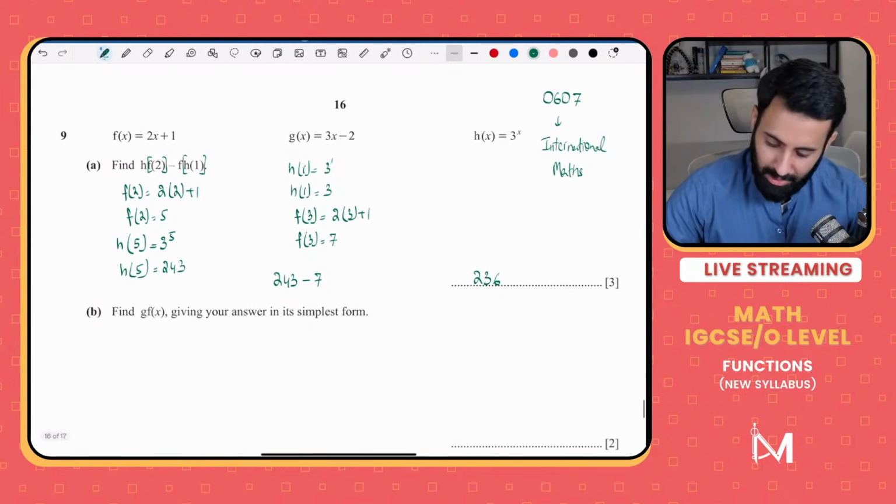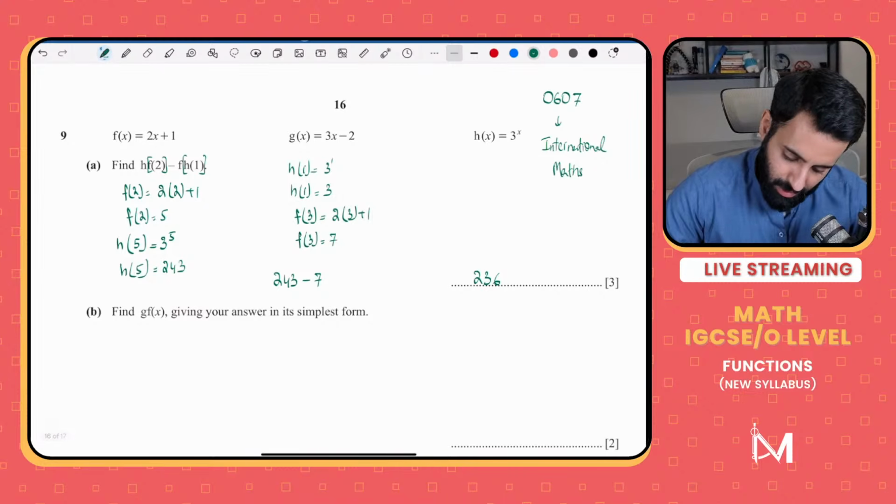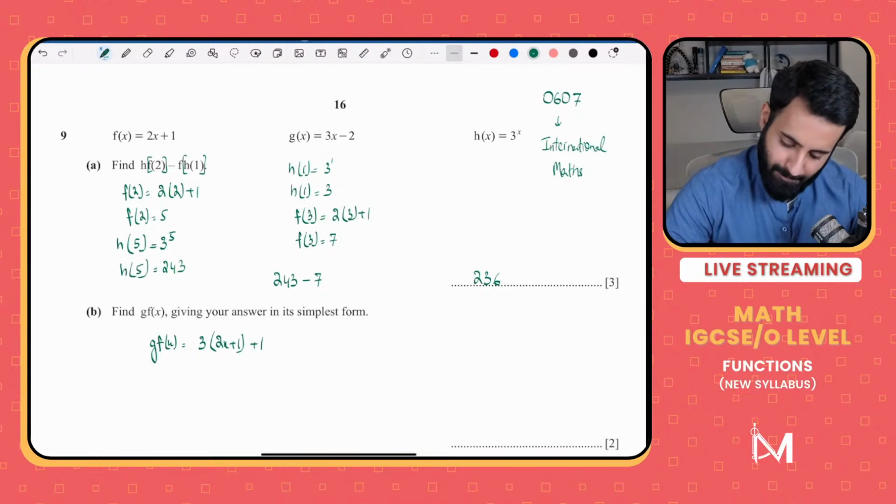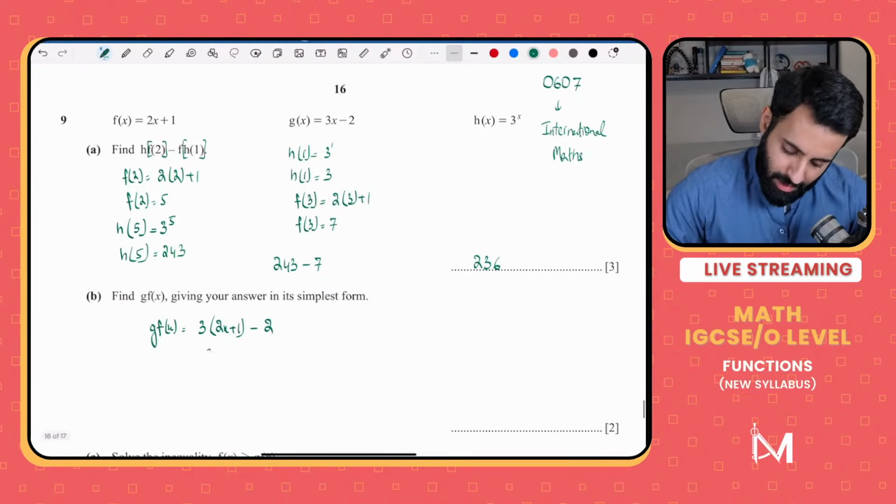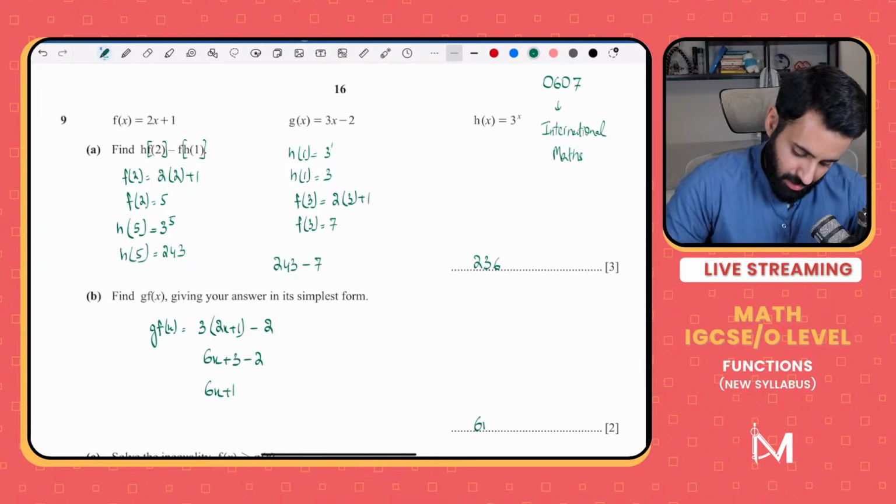Part B, you're saying 6x plus 1? I don't know. Let's find out. So g of f of x means that in function g, we plug in function f. So we have 6x plus 3 minus 2. That means 6x plus 1.